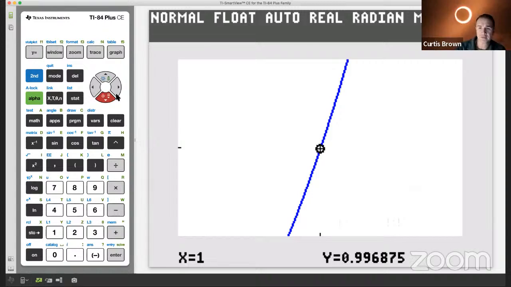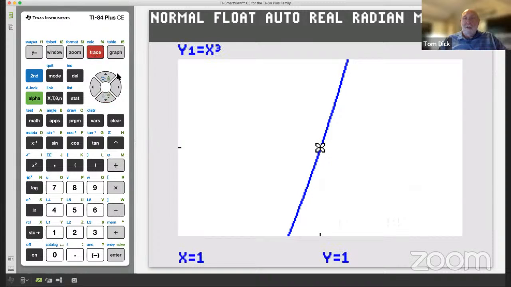To the right, you mean? Oh, excuse me. You know what I did, I forgot to turn on the trace. There we go. So I actually got off of the graph. Okay, now let's trace over 1 pixel. There we go.